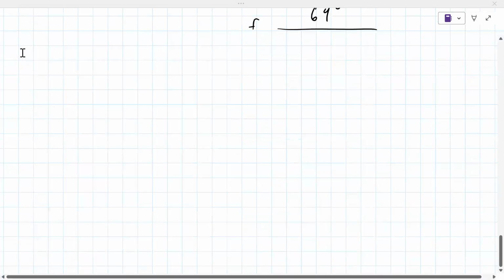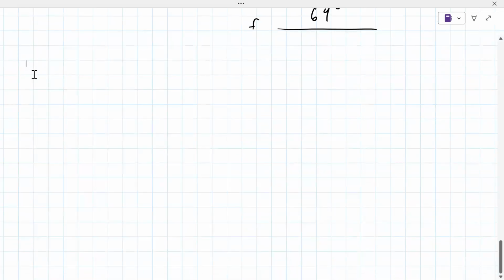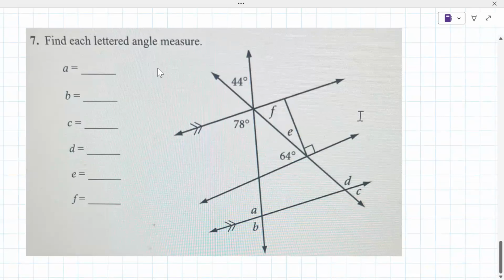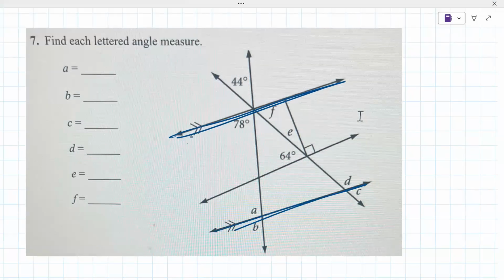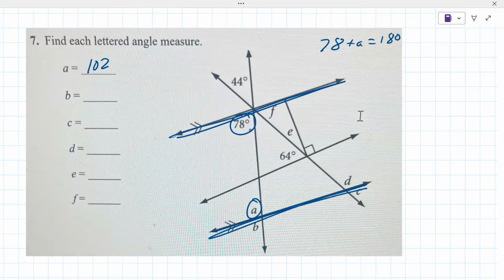All right. So the other problem I saw here is finding these angle measurements. Again, you kind of got to do it in the order that they suggest. So they're really saying, hey, focus in on A. But you look at A and you might be like, how can I find anything related to A? You got to look at these two lines, and you realize pretty quickly that 78 and A are same side interior. So 78 plus A gets you to 180. So A ends up being 102. How would you find B then if A is 102?